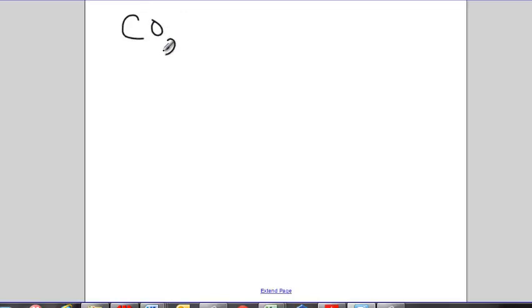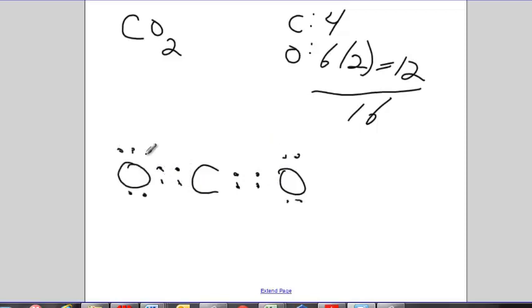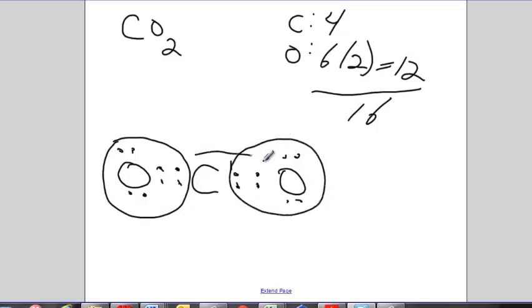Let's say I have carbon dioxide, CO2. Carbon has 4 valence electrons, oxygen has 6 valence electrons, and there's 2 of them. That's 12. 12 plus 4 is 16. My carbon's in the middle, and the only way this actually works out is to have double bonds. 2, 4, 6, 8, 10, 12, 14, 16. I have 16 electrons there. And you'll notice this oxygen has 8, this oxygen has 8, this carbon has 8.